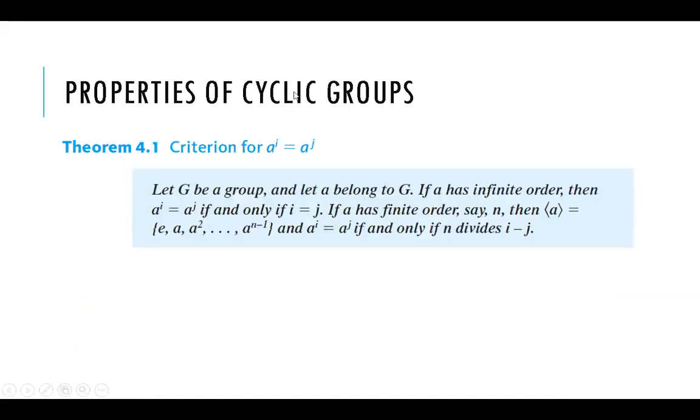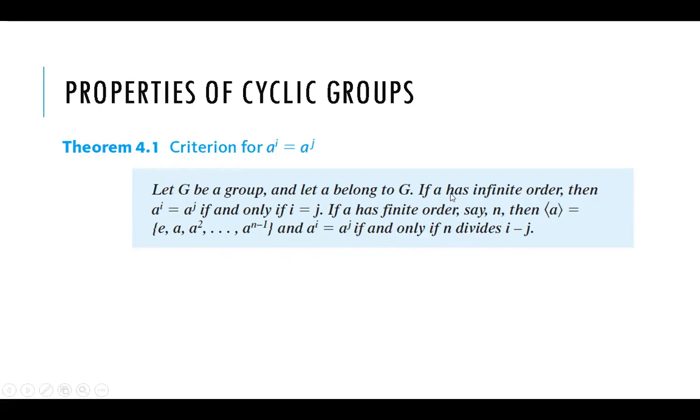Now, let us discuss a property of cyclic groups, a very important property. So let G be a group and let a belong to G. If a has infinite order, then a^i is equal to a^j if and only if i is equal to j. And if a has finite order, say n, then the subgroup generated by a contains these n elements: e, a, a square, and so on, up to a^(n-1). And the last property in this theorem 4.1 says that a^i is equal to a^j if and only if n divides i minus j. So this theorem has 3 parts.